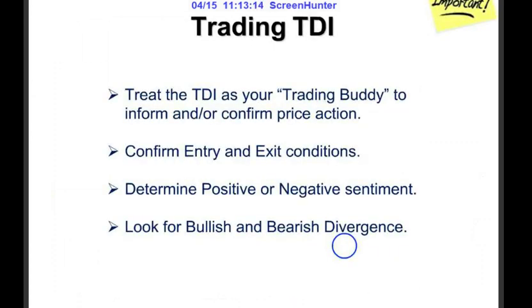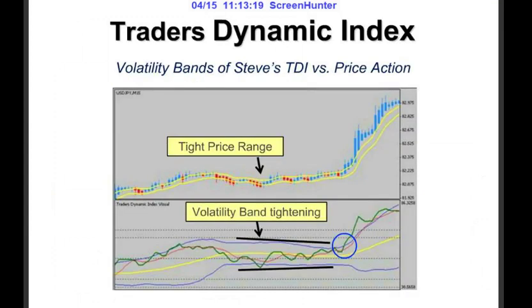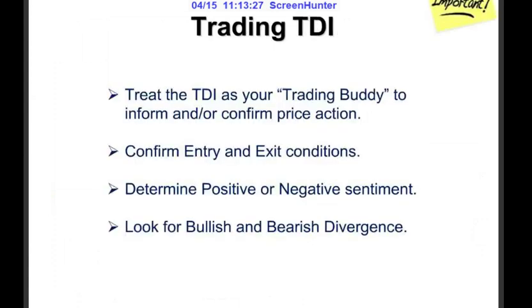Okay, so you use the TDI to help confirm entry and exit conditions. We can also look to determine positive and negative sentiment. And one of the things that I like about the TDI is it also helps me identify bullish and bearish divergence. So let's take an example of some divergence in the marketplace.